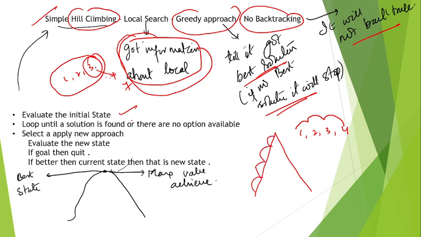Evaluate the initial state. Loop until a solution is found. If no option is available, stop. Otherwise select and evaluate the new state. If it is the goal, then quit. If it is better than the current state, then it becomes the new state. Right? You are moving here. This is the better state. This is my current state. If I move here, this is my best state.